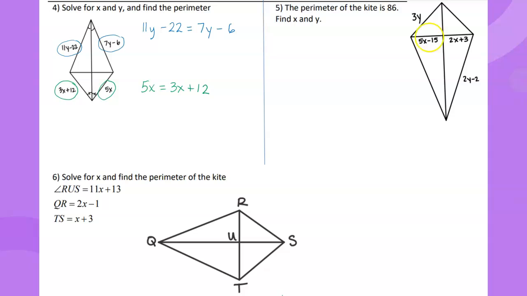For number 5, I would start with that diagonal is bisected, so I know that 5x minus 15 has to equal 2x plus 3. So 3x minus 15 equals 3. So 3x equals 18, x equals 6. So that means that this diagonal is 15 and 15.